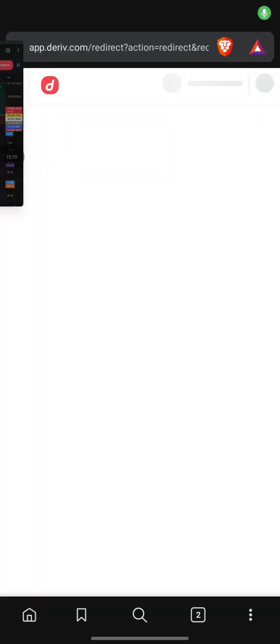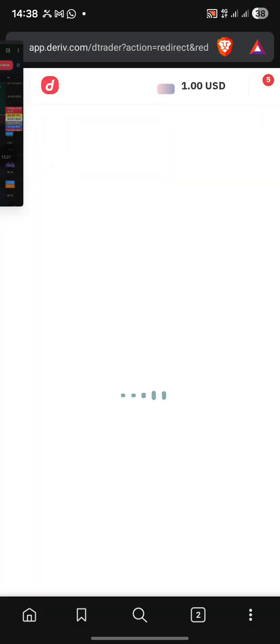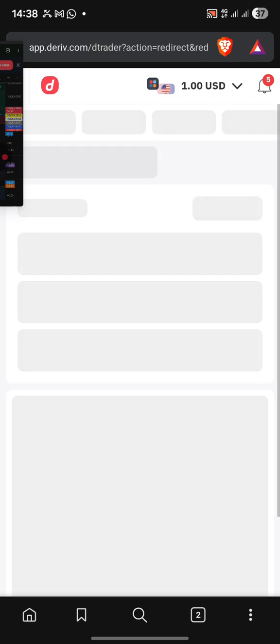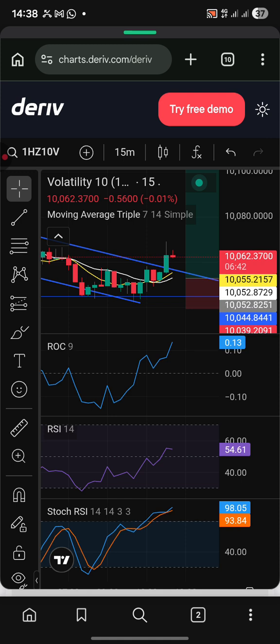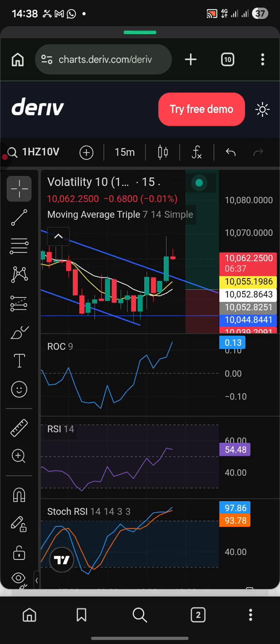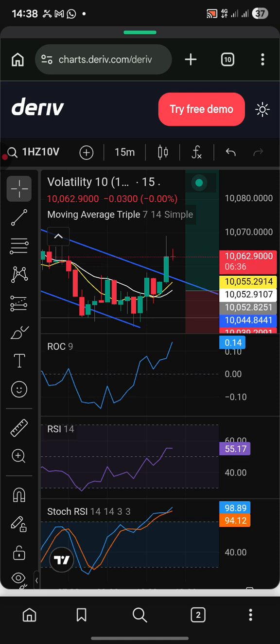So guys, we continue. I have already logged into my account and now we are waiting for the entry point at least to execute our trading. Here I have $1 in my account, but we are going to do a multiplier in a 10 index. So still we are waiting for the entry point. We need to see this market, how the next candle after this will react.